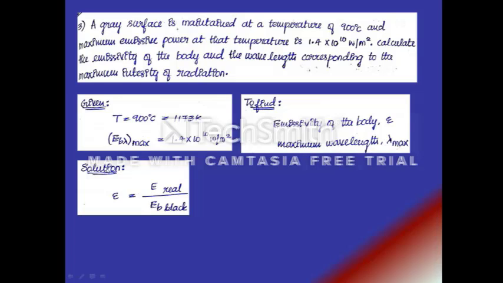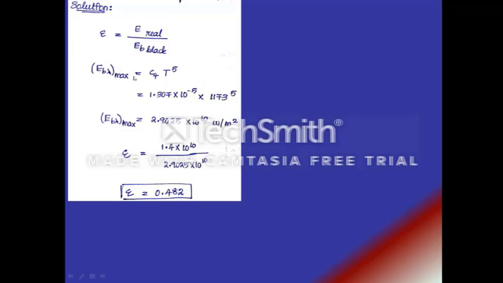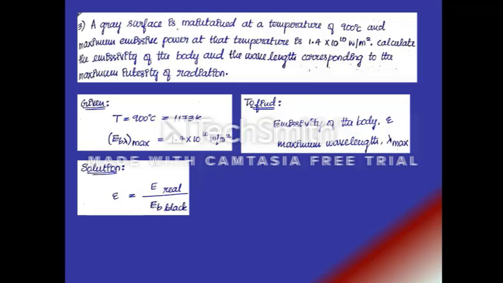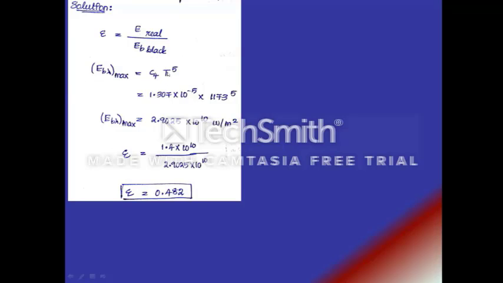We know emissivity epsilon is defined as the ratio of the emissive power of a given body to the emissive power of the black body at the same temperature. We know the formula for the maximum monochromatic emissive power, E_b lambda max = C4 T^5. We know the value of C4, it is 1.307 x 10^-5, and the temperature is 1173 Kelvin. From this you can find the maximum monochromatic emissive power of a black body at the temperature. The given body is a gray body, so its maximum monochromatic emissive power is given as 1.4 x 10^10 watts per meter square. That is known. Now using this formula we are finding the monochromatic emissive power of a black body at the same temperature of 1173 Kelvin.